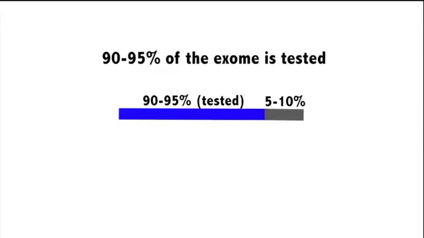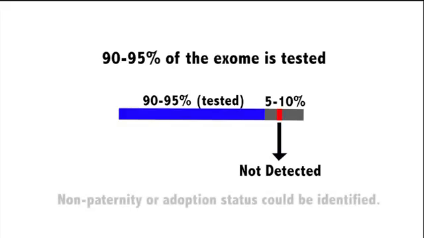There are limitations to whole exome sequencing. Whole exome sequencing only examines about 90 to 95% of the exome. Therefore, a mutation in the part of the exome that is not tested would not be identified. For this reason, a negative test result does not necessarily rule out a hereditary cause. It is likely that new research could change the interpretation of your results, so additional testing should be considered in the future. You should also be aware that non-paternity or adoption status could be identified by this clinical test.